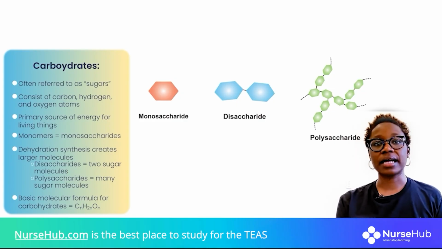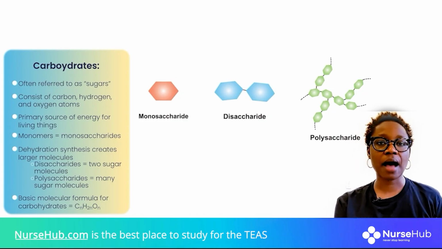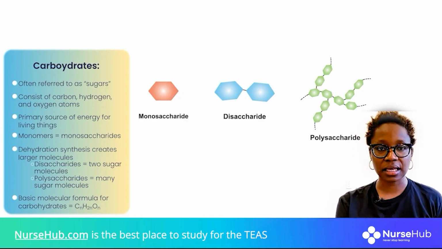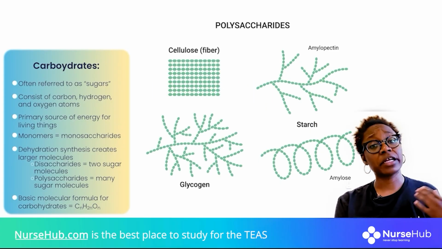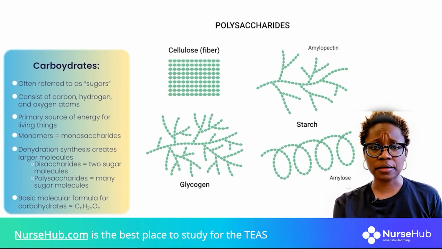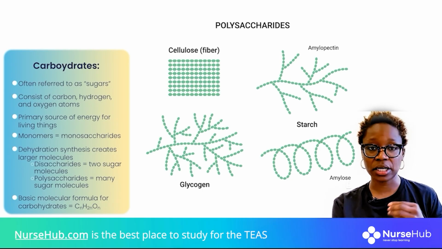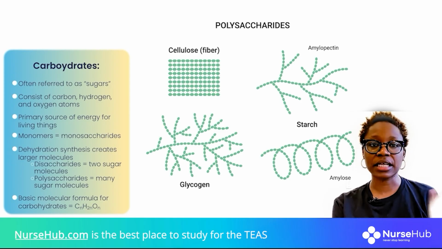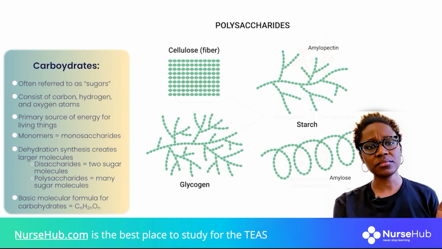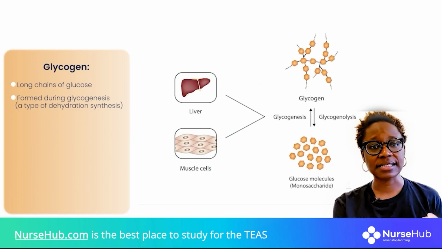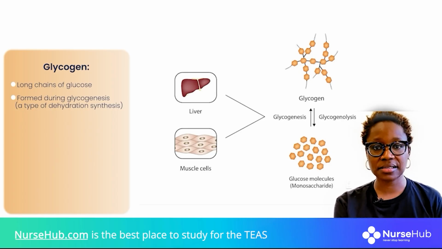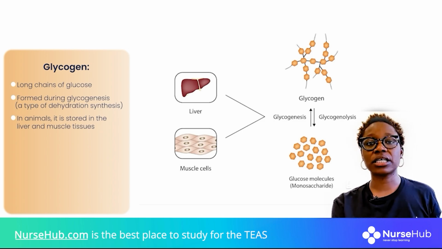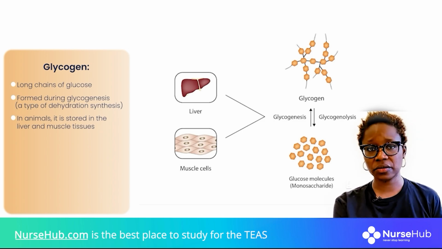Many monosaccharides linked together are called polysaccharides, like starch and cellulose. These are used for energy storage and structural support. Animals, including humans, store glucose, a monosaccharide, in the form of long glycogen, which is a polysaccharide, right? Those glycogen chains. Glycogen is formed through a process called glycogenesis, which is a dehydration synthesis. In animals, glycogen is stored in liver and muscle tissue.